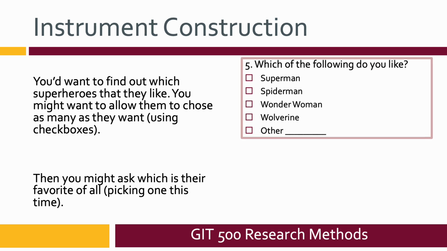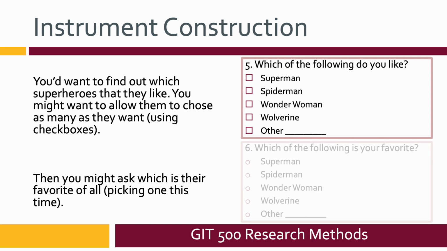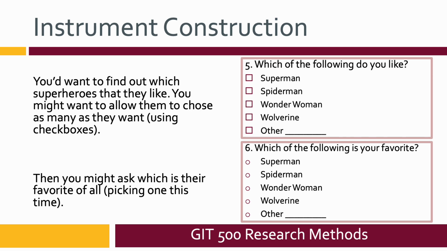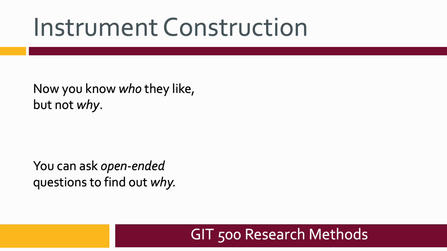And if I was really doing this, I would have a lot more. This is just an example, but again, I give them an other option. And then you might want to say, of those, which is your favorite? And again, other option. This one I would say pick one, right? The top one, pick as many as you want, but the favorite, pick one. And so now you know who they like, but not really why they like them. This is where you want to use your open-ended questions. This is how you can find out the why.